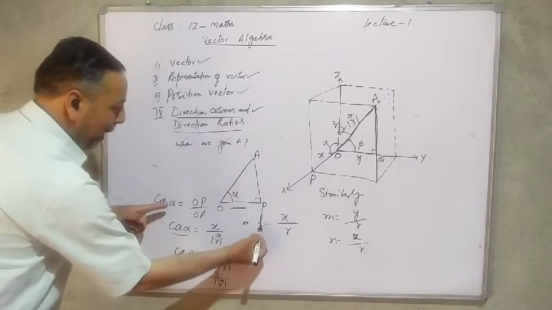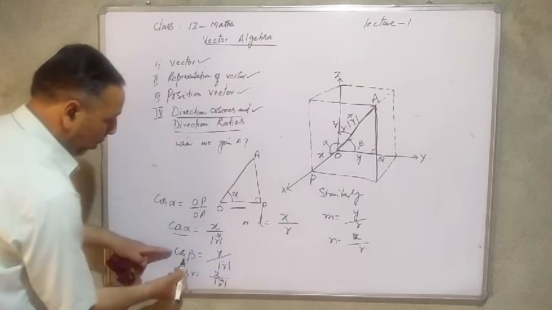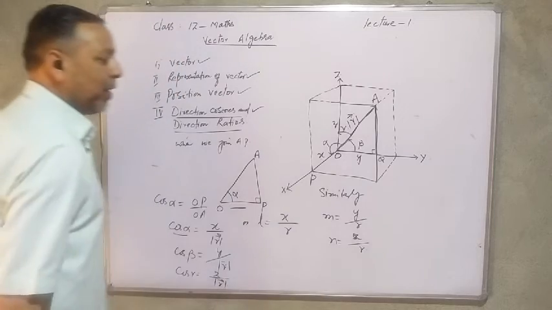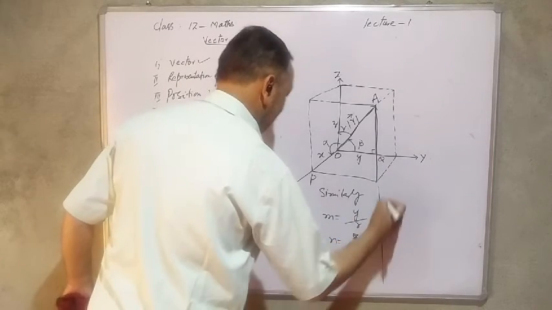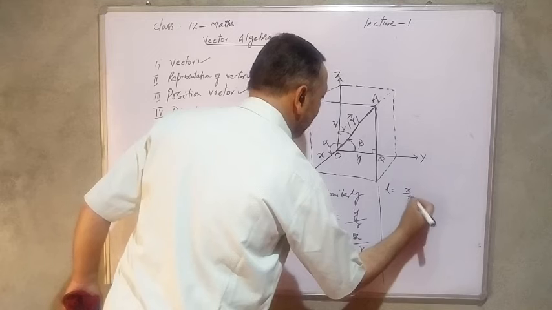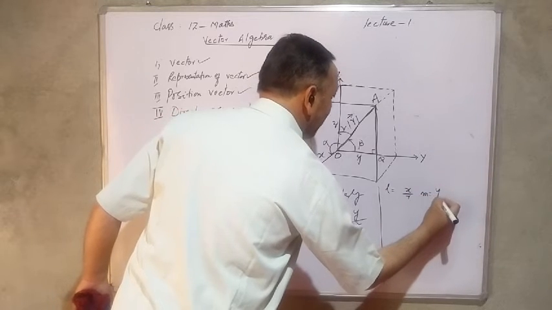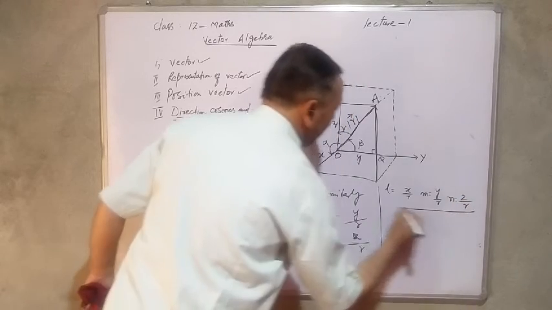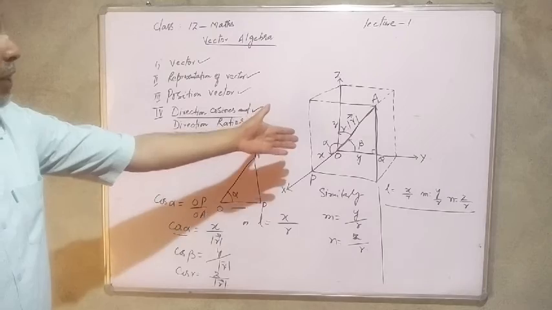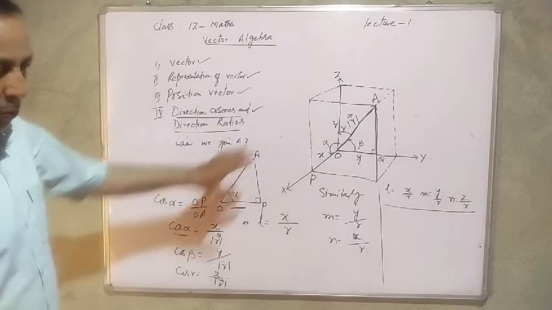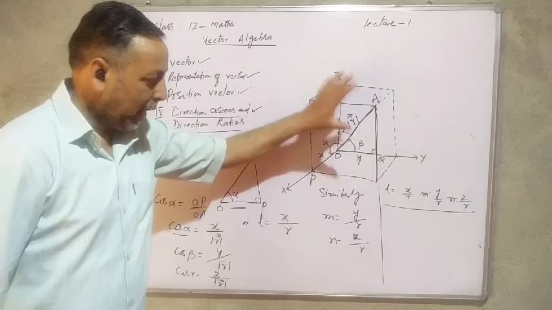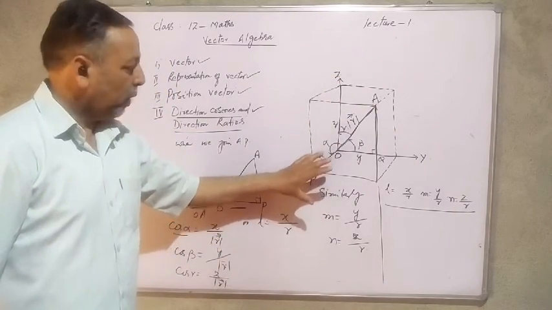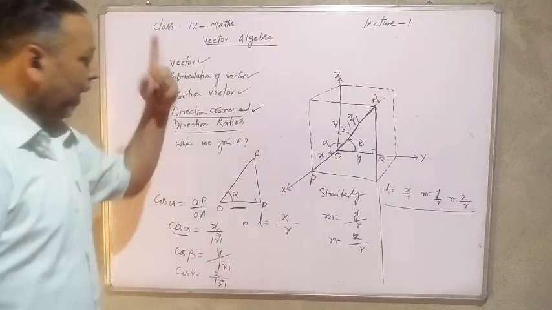Now cos alpha is represented by L, that means L is equal to x by r. Cos beta is represented by M, that means M is equal to y by r, and N is equal to z by r. Therefore we summarize that L is equal to x by r, M is equal to y by r, and N is equal to z by r. These are direction cosines. I hope you understand how to find direction cosines. Pause the video and note it down. We will move to direction ratios.